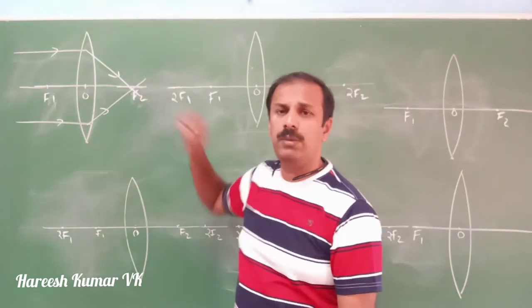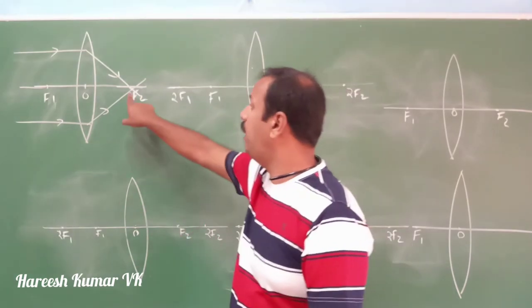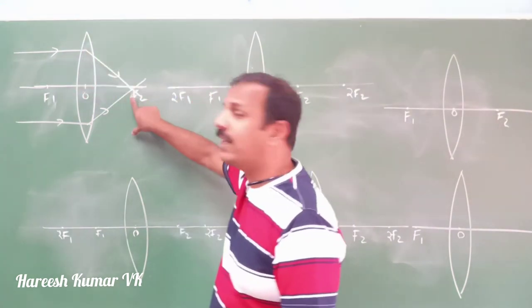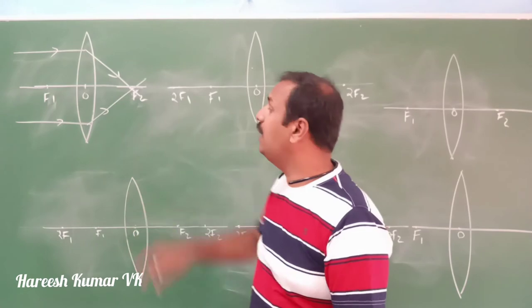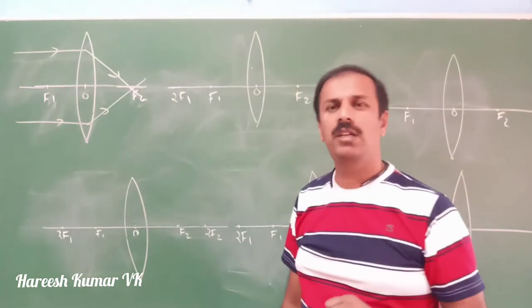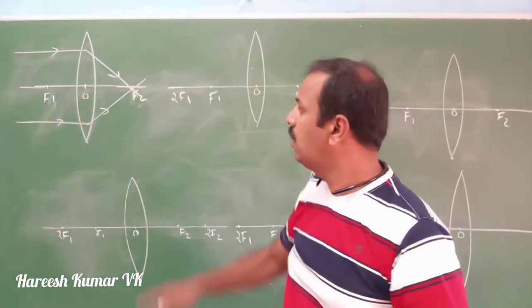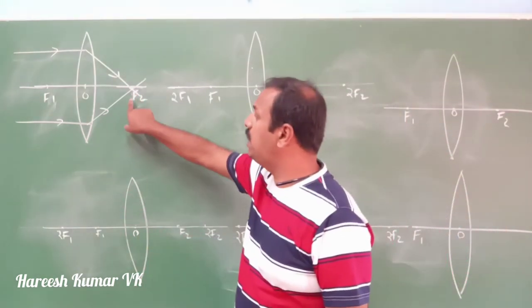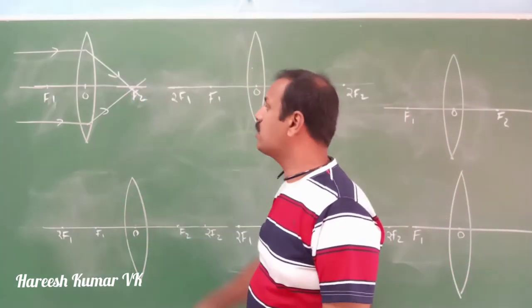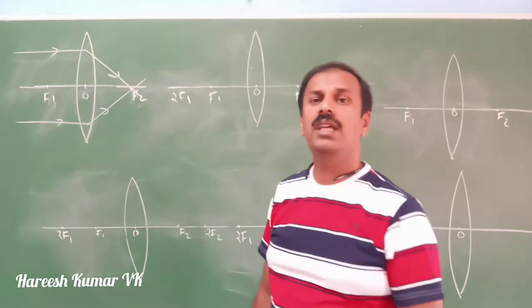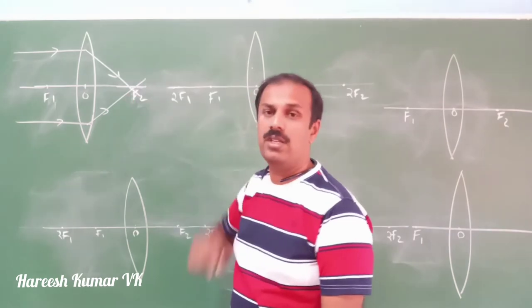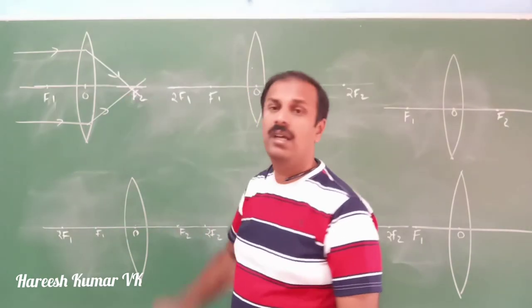Now in this case, from the picture itself, you can see the image will be a real image, because the rays are actually coming here. So it is a real image and it will be highly diminished, point sized, same as the first case of our mirror. So when the object is at infinity, a very small, highly diminished, point sized image you can get at F2.